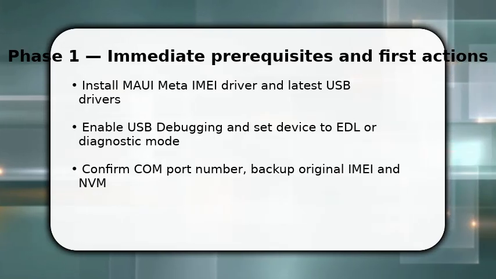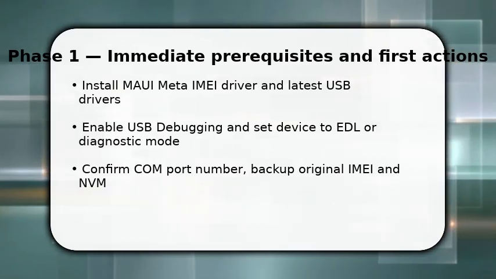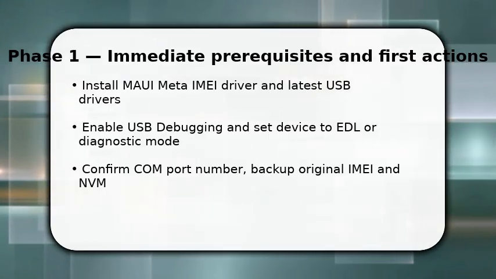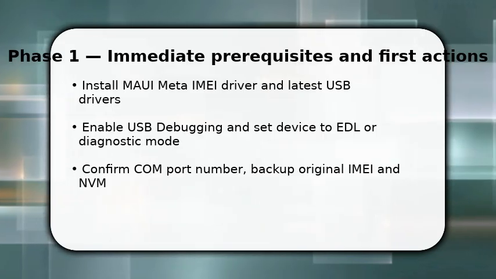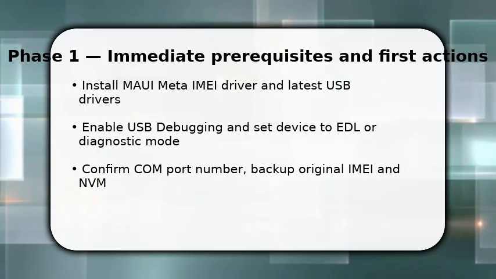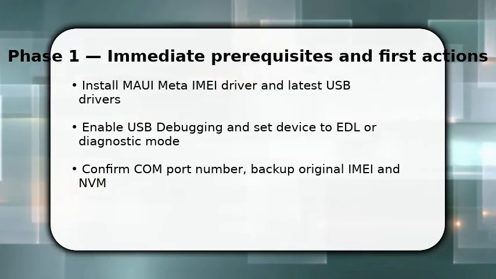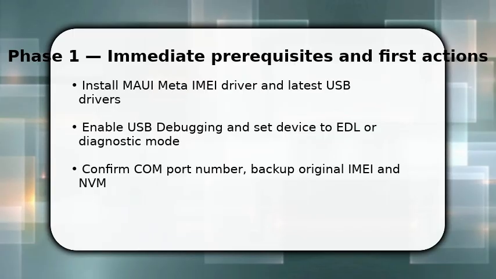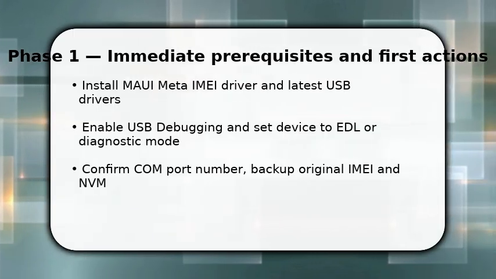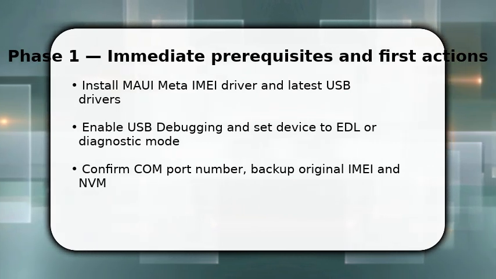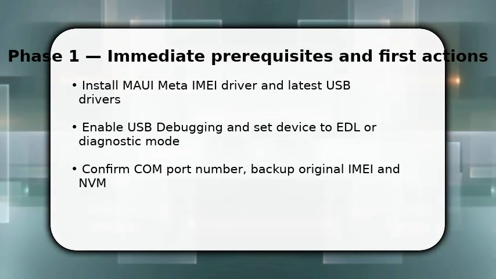Enjoy the video. You begin by installing the Maui Meta IMEI Tool and required USB drivers. This ensures communication. Once done, enable USB debugging and set the phone to EDL or diagnostic mode so the tool can access modem partitions. Make sure you note the COM port number shown in Device Manager and immediately back up the original IMEI and NVM. This preserves recovery options. These steps shorten later troubleshooting and prevent permanent data loss, so don't skip verification before proceeding.